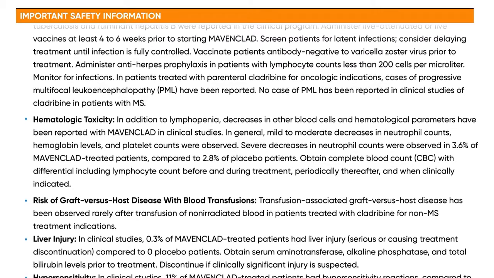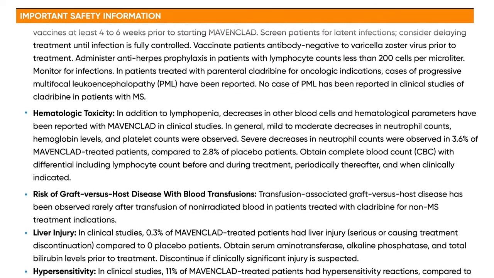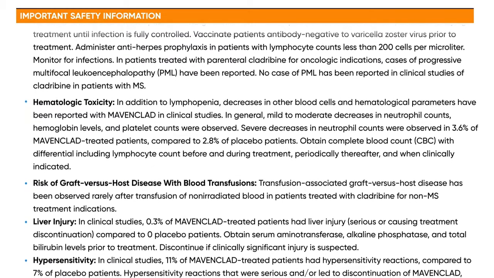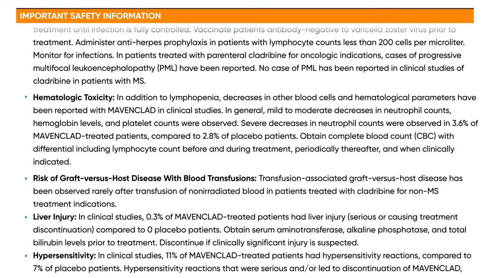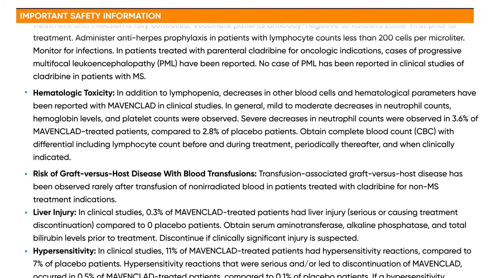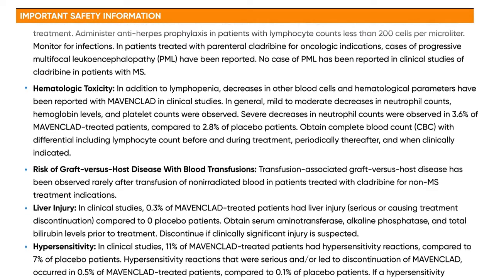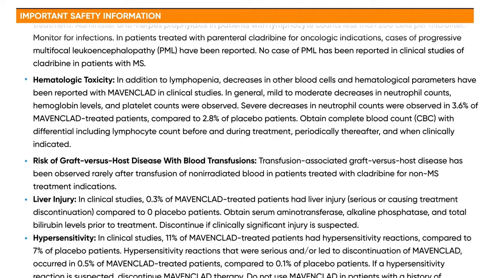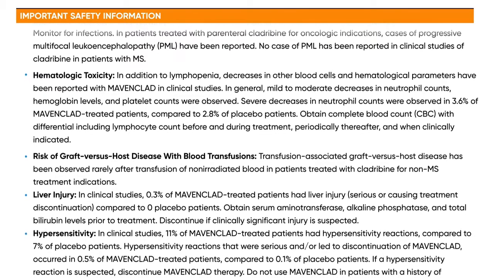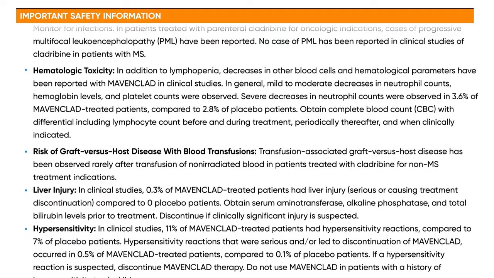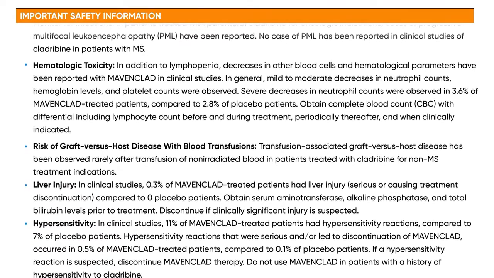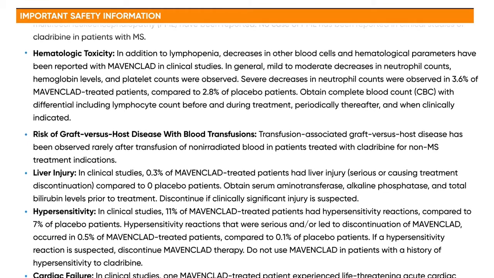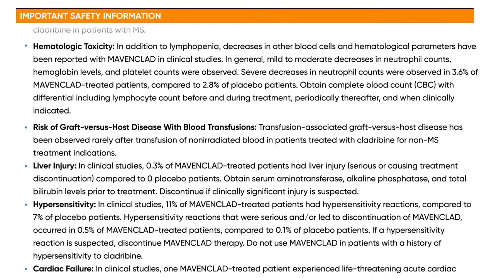Hematologic toxicity. In addition to lymphopenia, decreases in other blood cells and hematological parameters have been reported with MAVENCLAD in clinical studies. In general, mild to moderate decreases in neutrophil counts, hemoglobin levels, and platelet counts were observed. Severe decreases in neutrophil counts were observed in 3.6% of MAVENCLAD-treated patients compared to 2.8% of placebo patients. Obtain complete blood count, CBC, with differential, including lymphocyte count, before and during treatment, periodically thereafter, and when clinically indicated.